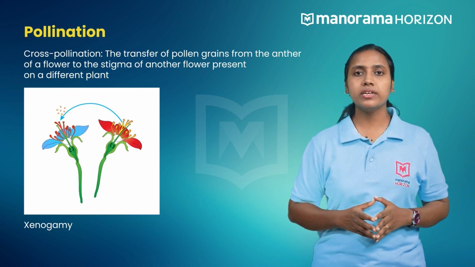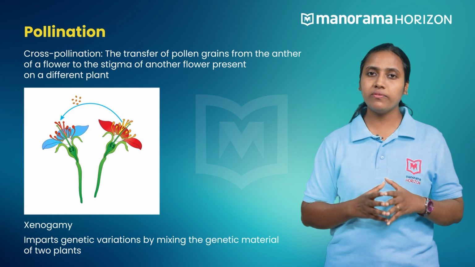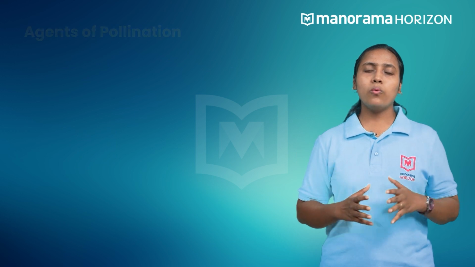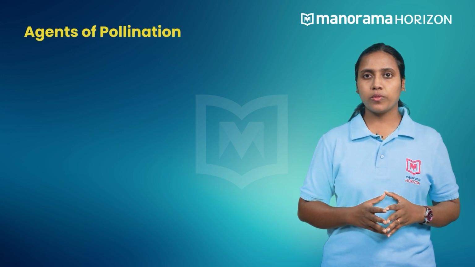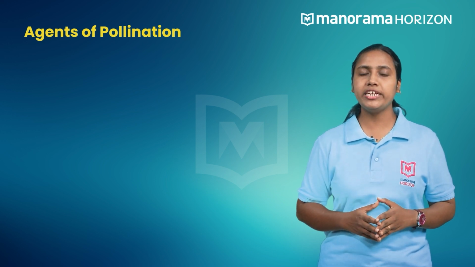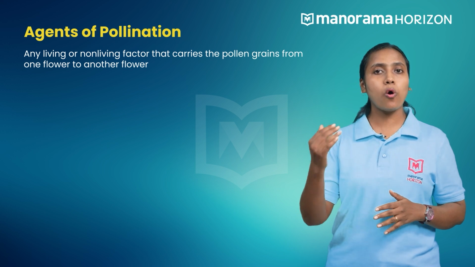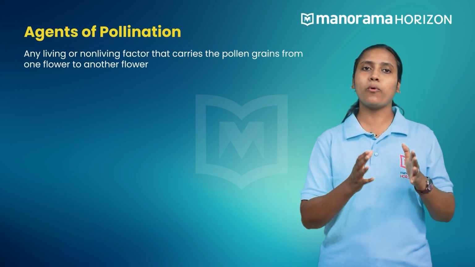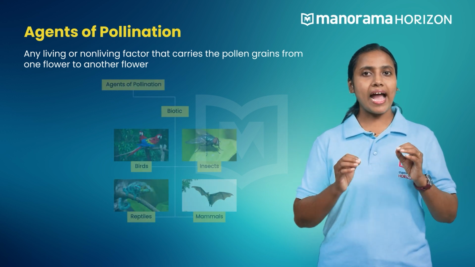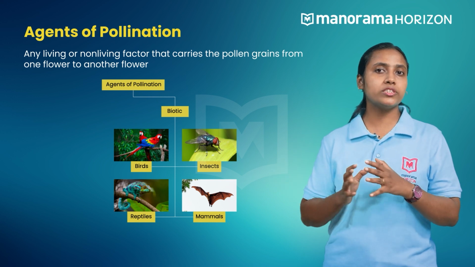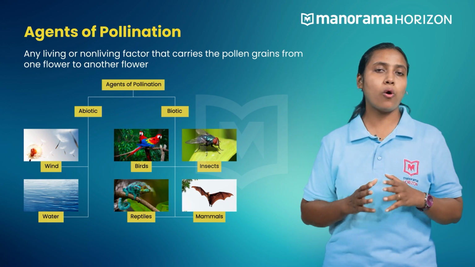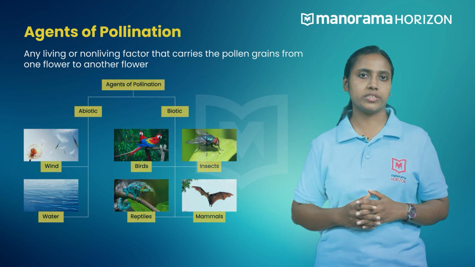As already mentioned, cross-pollination imparts genetic variations by mixing the genetic material of two plants. Now, what is an agent of pollination? What is its role in pollination? An agent of pollination is any living or non-living factor that carries the pollen grain from one flower to another flower. Animals are living or biotic agents of pollination, while wind and water are non-living or abiotic agents of pollination.